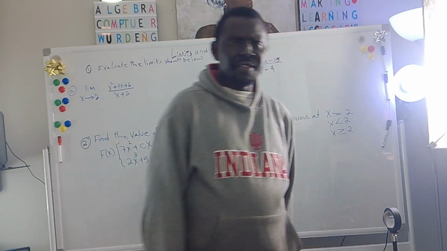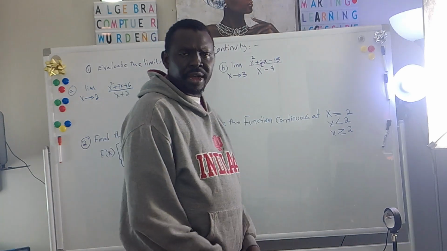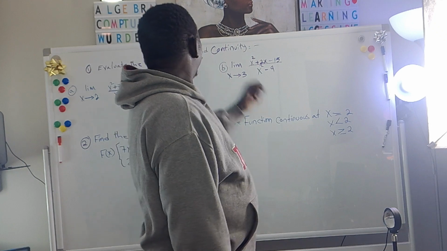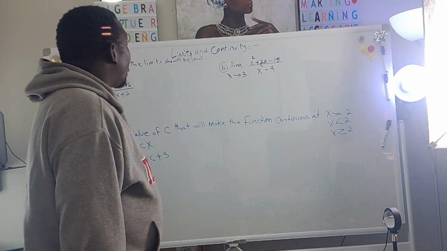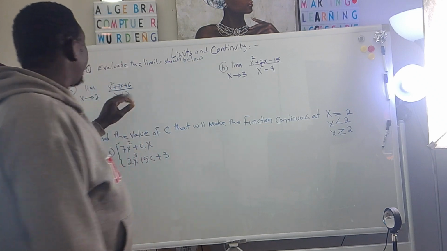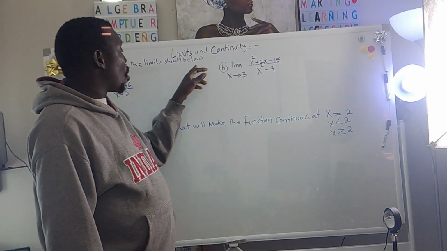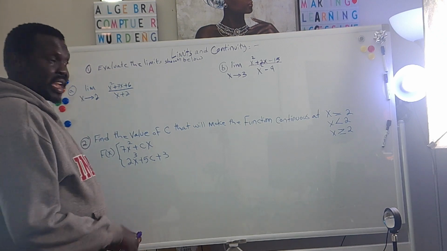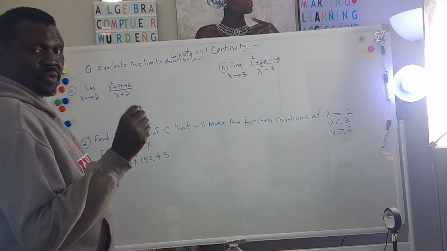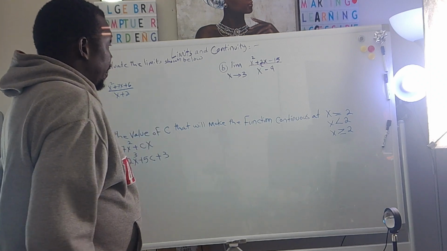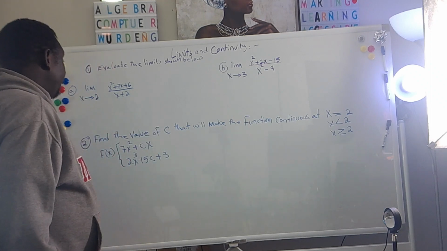Here, this is a part of calculus. We call it limits and quantity. I just have two examples here. Number one, evaluate the limits shown below. The limit as x approaches 2. Let us start with number one here.